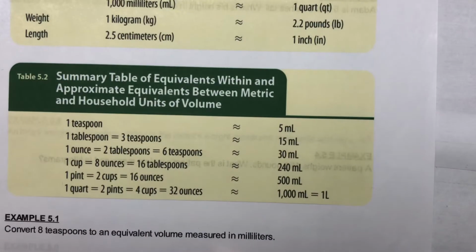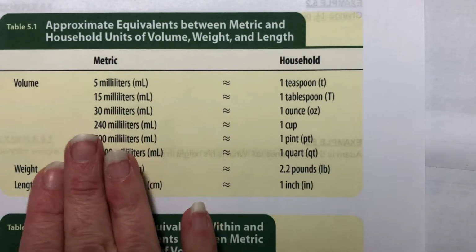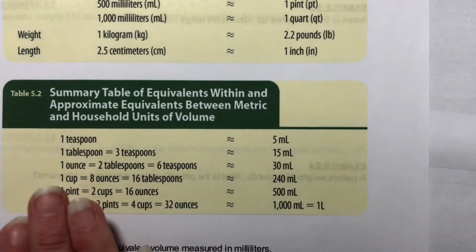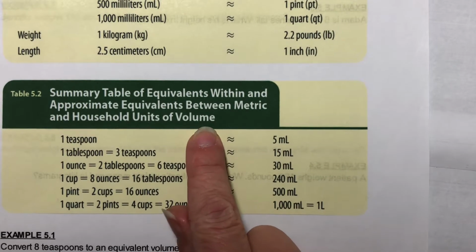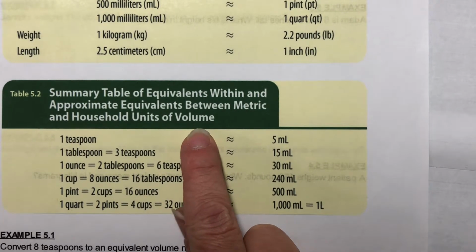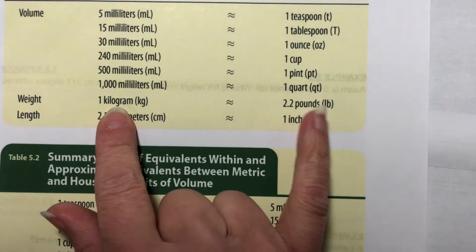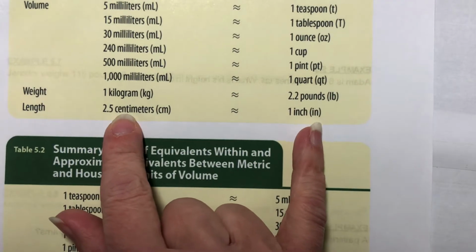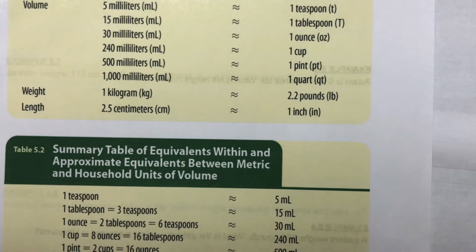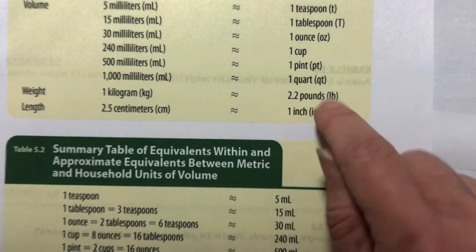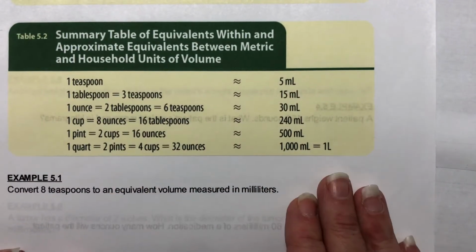In the second chart, this is more focused between metric to household, and this is more household to metric. And this is specifically with volume, because that's the main calculation you're going to be doing a lot of. Of course, you'll have to convert between kilograms and pounds and then centimeters and inches because most scientific organizations use metric. And most Americans give their height in inches and pounds. So you're going to have to make that conversion. But this is the one you're going to be doing most of.